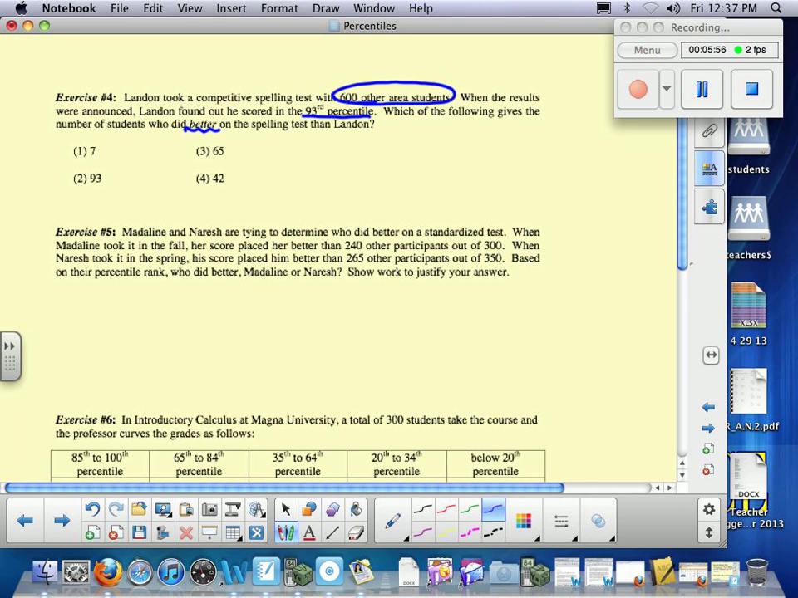So how am I going to figure out better? The other 7%. Where'd you get 7 from? We want to know the 7% that did better than him. How many kids did better than him? So we take the 600, that's how many kids were in the spelling test, and we multiply by that 7%.